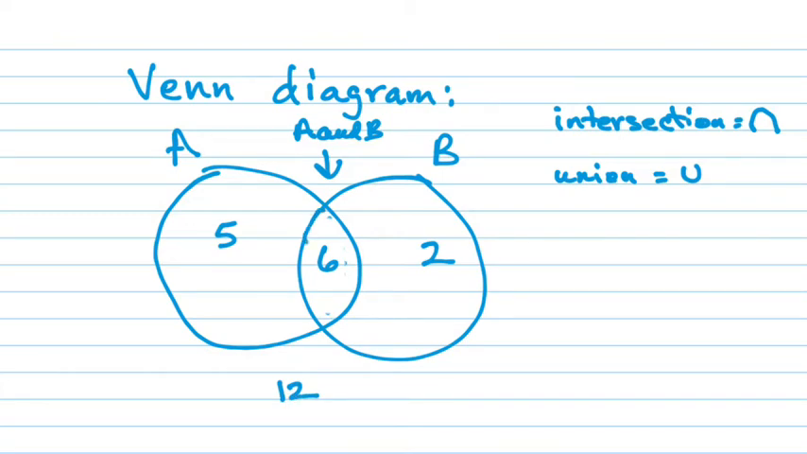First of all, how many items are in both A and B at the same time? 6. How many items are only in A? 5. How many items are only in B? 2. And how many items are in neither A or B? 12.